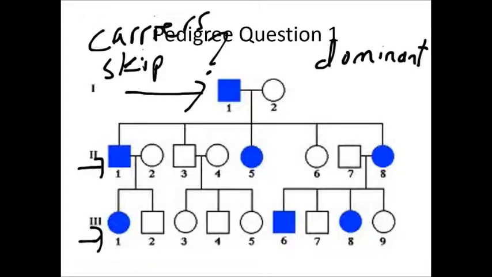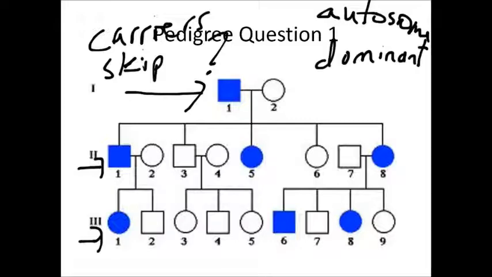The second thing that I want you to look at is whether males and females are affected at equal frequencies. So just go through and count. We have 3 affected males, 4 affected females, so it looks pretty close. If males and females are affected with equal frequency, most of the time the trait's going to be autosomal because it has nothing to do with gender. So we're going to guess that the mode of inheritance of this one is autosomal and dominant.